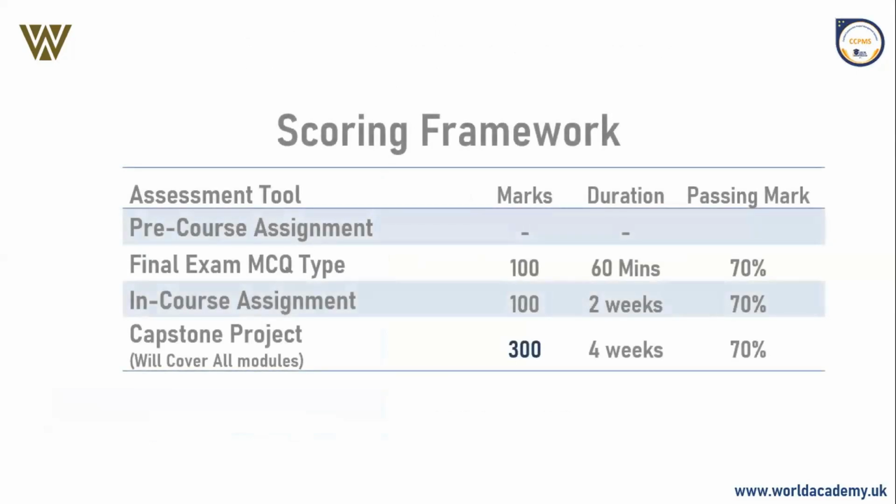So this is the scoring framework. As I've said, the pre-course assignment has no marks; you just need to submit it in the beginning. You have the final exam, which is a total of 100 marks, duration 60 minutes. In-course activities will be about 100 marks each, with 2 weeks for assignments. The capstone project is 300 marks. We'll provide about 4 weeks to work on the capstone project and submit it back to us.